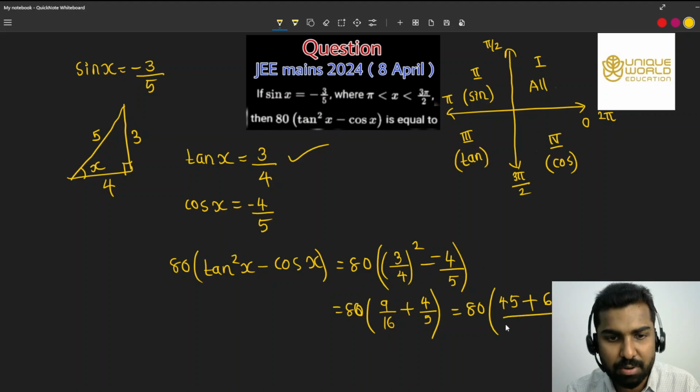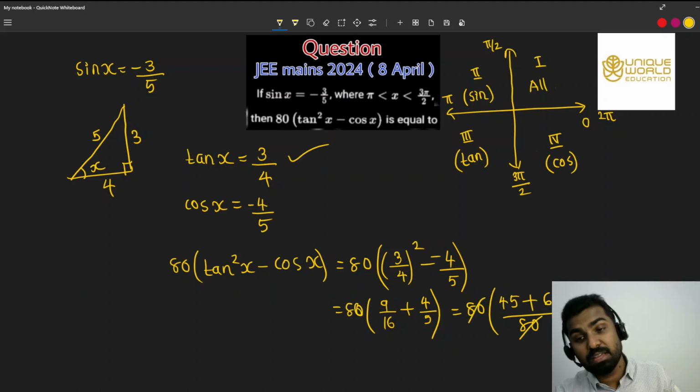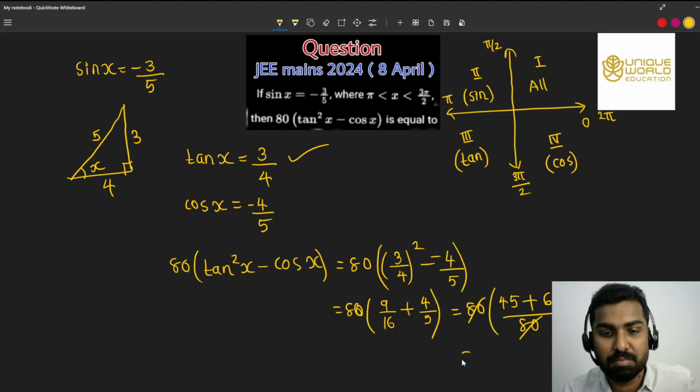So 64 divided by 16 into 5, it will become 80. So thus 80 and 80 I can cancel. So we are having only 45 plus 64. That will be equal to 109. This is the answer of this question.